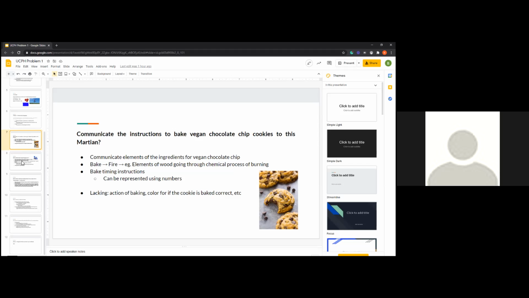We can represent the timing using numbers. And we are lacking something here. The first one, as I said above, is the action of baking. And also we can't communicate the color of the cookies, because we don't have a way to say whether it's black or yellow. So we don't know if the cookie is baked correctly.